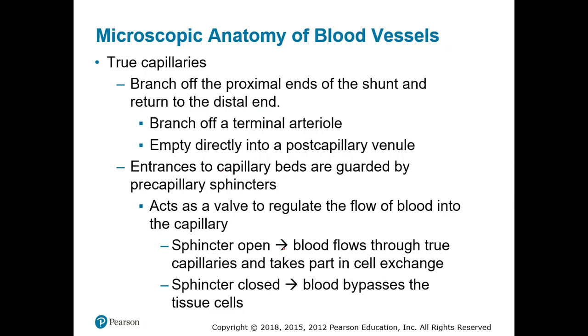So whenever the sphincter is open, blood is going to flow through the true capillaries and take part in cell exchange. This typically happens if that kind of tissue needs a lot of oxygen, such as your muscles when you're running. And then sometimes the sphincter may close in order to regulate where the blood and oxygen are going, and it bypasses these tissue cells. So sometimes sphincters will close in your digestive organs when you're in your fight or flight response, because we're going to divert that blood from our liver over to our skeletal muscles.